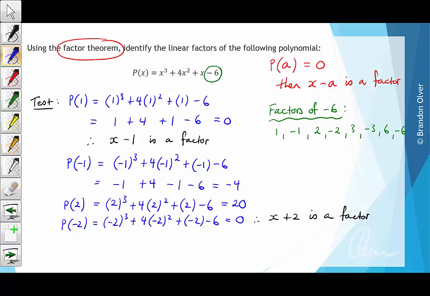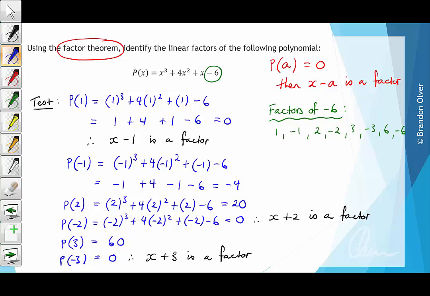And we can repeat this process with the other factors of -6. So if we put in p of 3, we'll get that that is equal to 60. And when we do p of -3, we find that that is equal to 0. So because p of -3 equals 0, we can say that x plus 3 is a factor. And they are the 3 linear factors for the polynomial p of x.